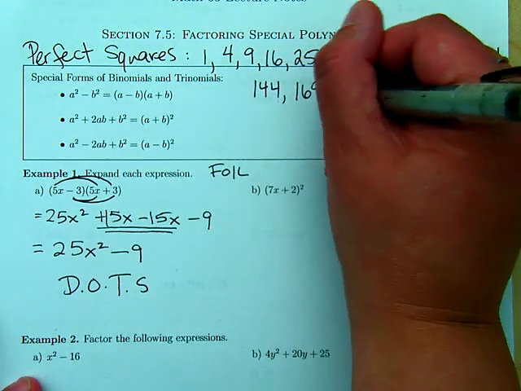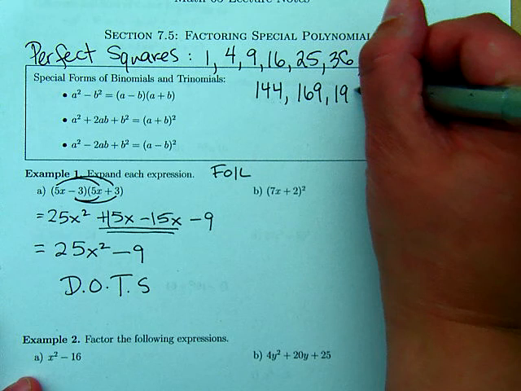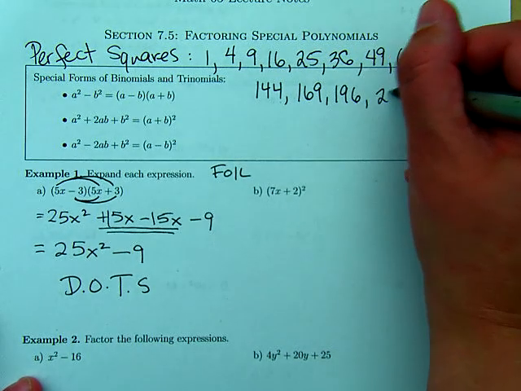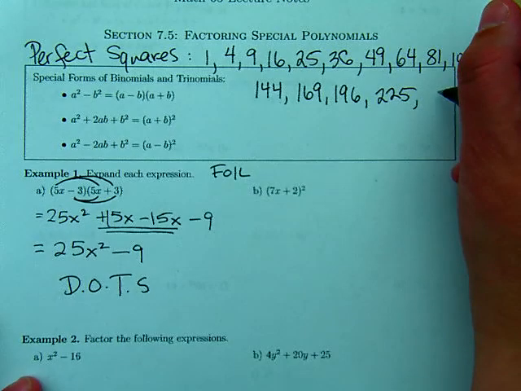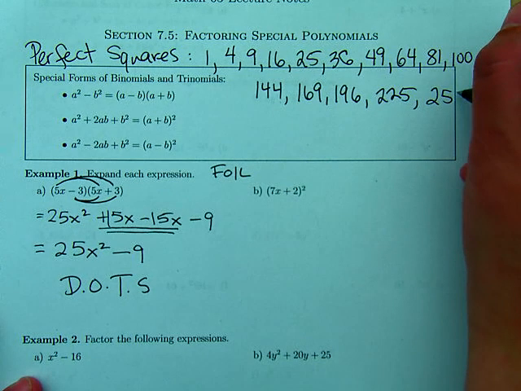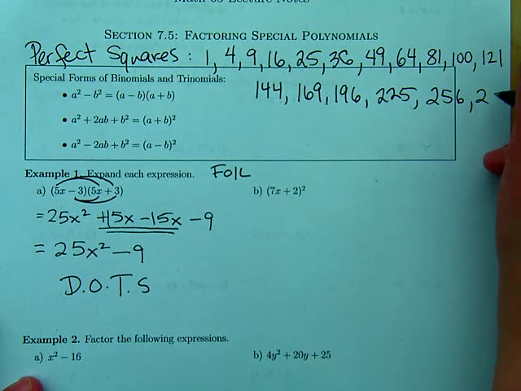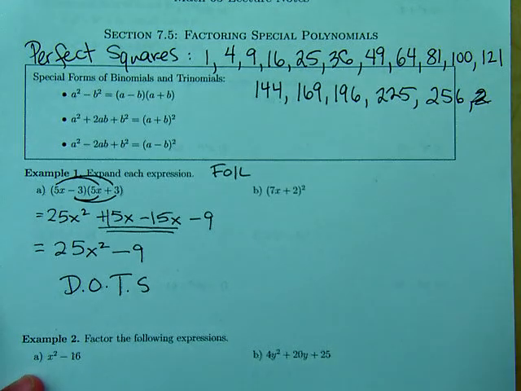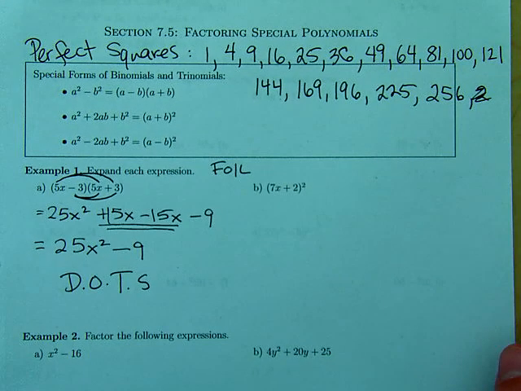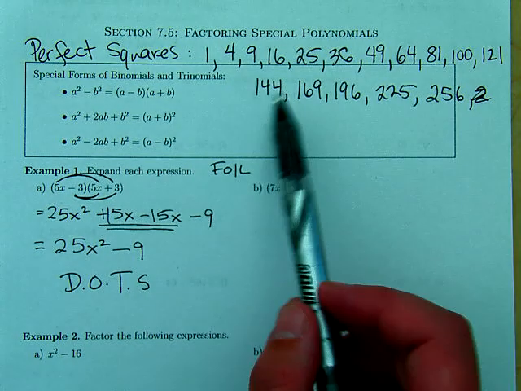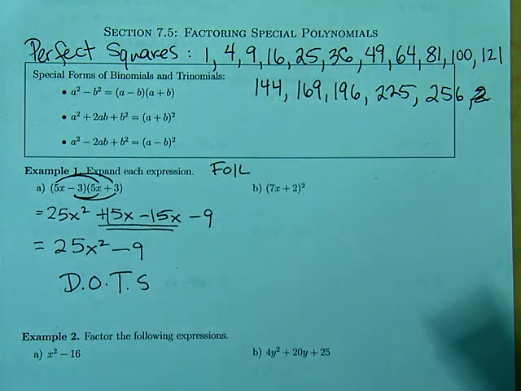okay? That's 13 squared, that's 14 squared, that's 15 squared, that's 16 squared. I think 278, I better stop there. I don't know. Anyway, you don't have to memorize all those. You pretty much know up to 144. But if you know your times tables and you know your perfect squares by heart, it just makes identifying these special forms that much easier.